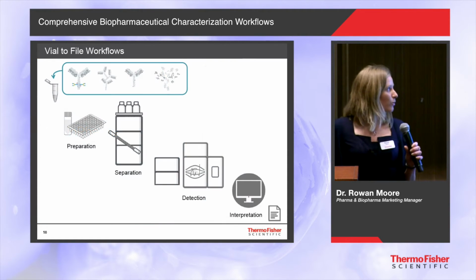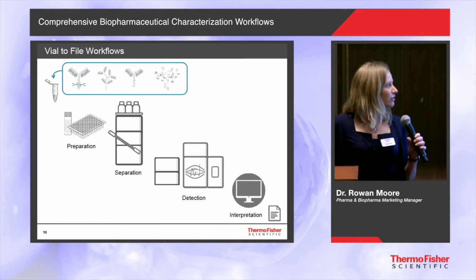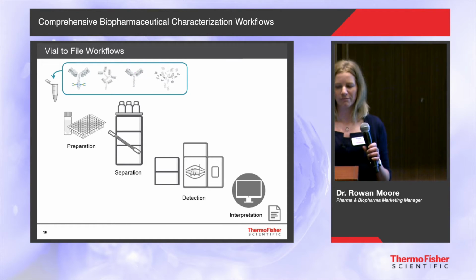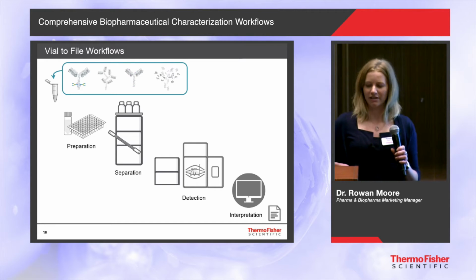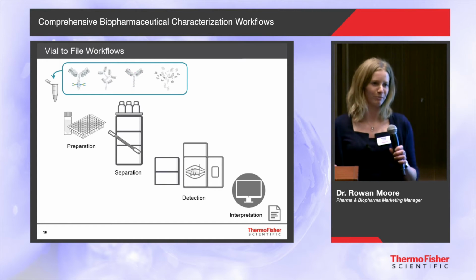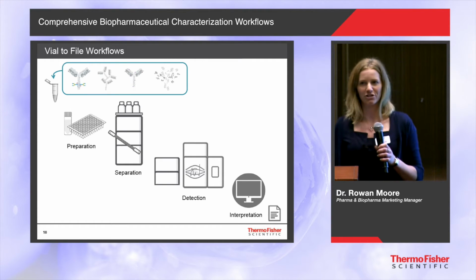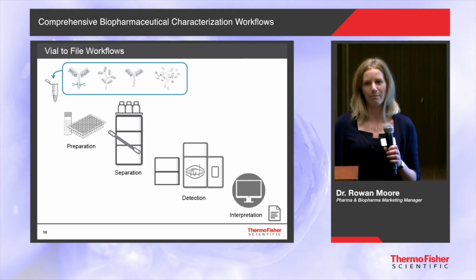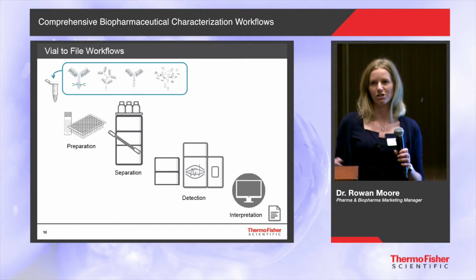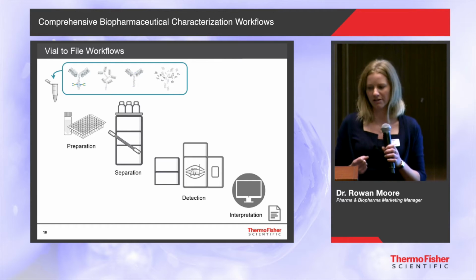So now let's think about what we need in our Biopharma toolkit in order to characterize these molecules. Well, it helps first of all to think about what an ideal workflow looks like. And I've called this vial to file, but it could quite easily be considered taking a sample through to knowledge. So the idea is that we learn something about that sample, about that protein, in order to make better decisions and modify the process if necessary.